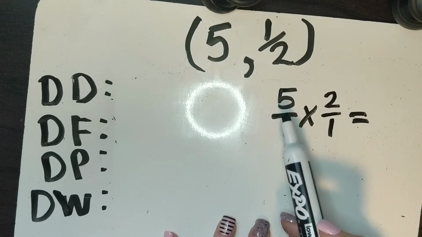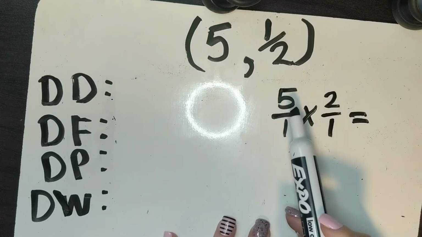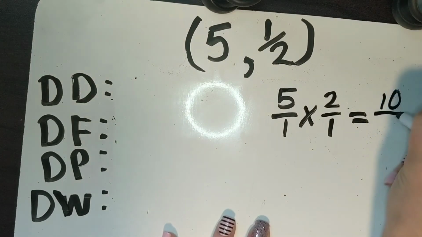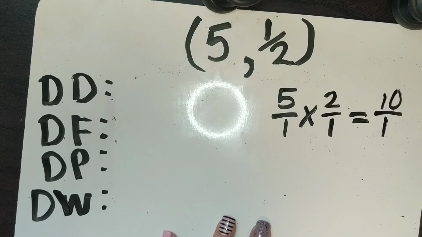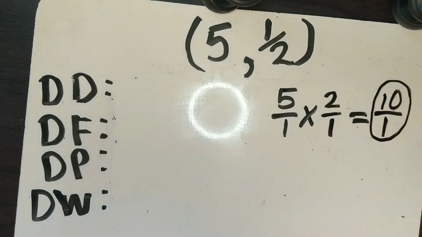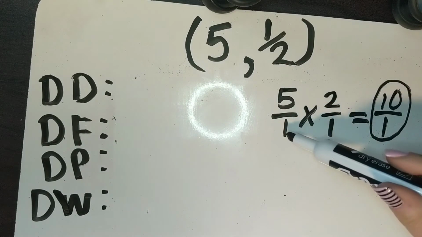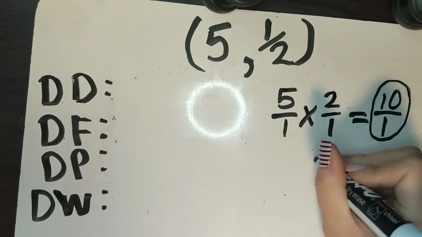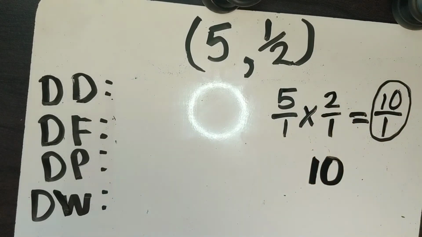And if you remember from the previous slide, I just multiply across. 5 times 2, that gives me 10. 1 times 1, that gives me 1. So my answer becomes 10 over 1. Now if you remember, whenever we have a number over 1, like we started with here, that actually reduces down to just the whole number of 10.